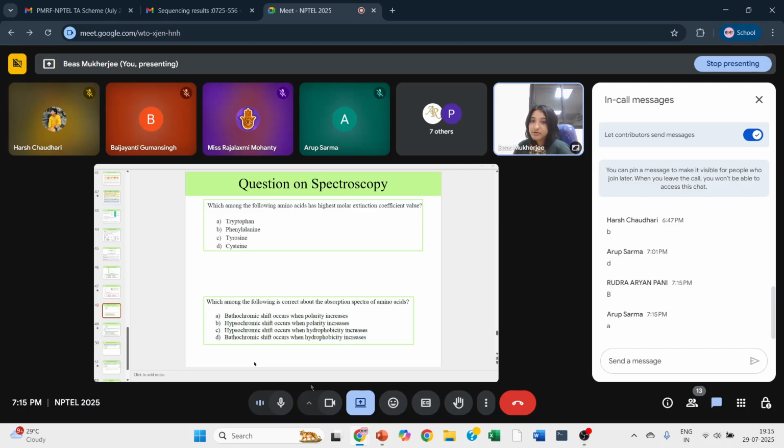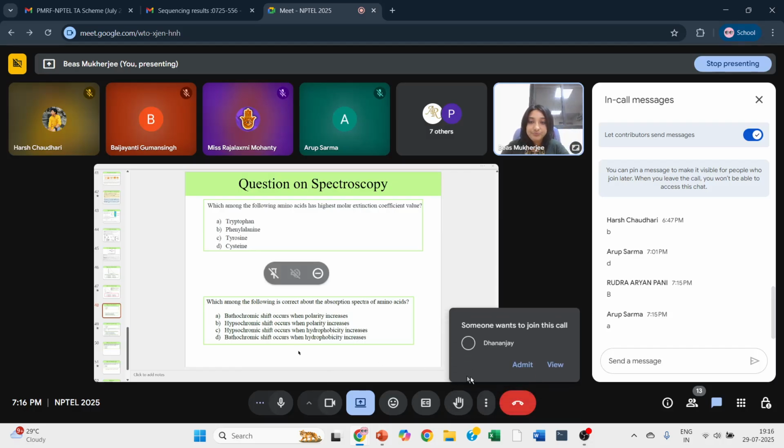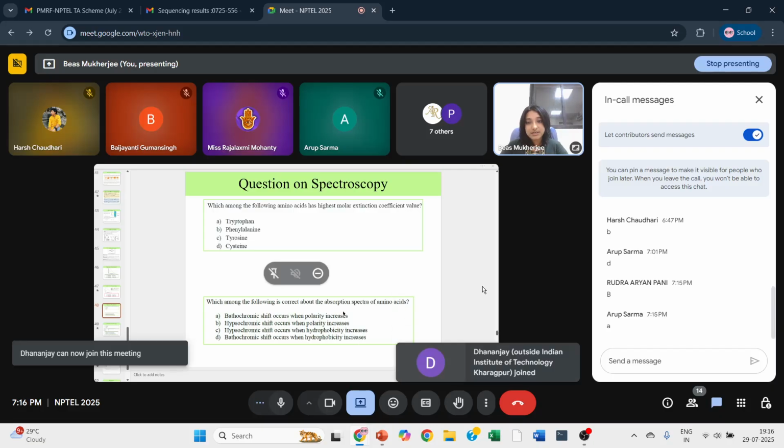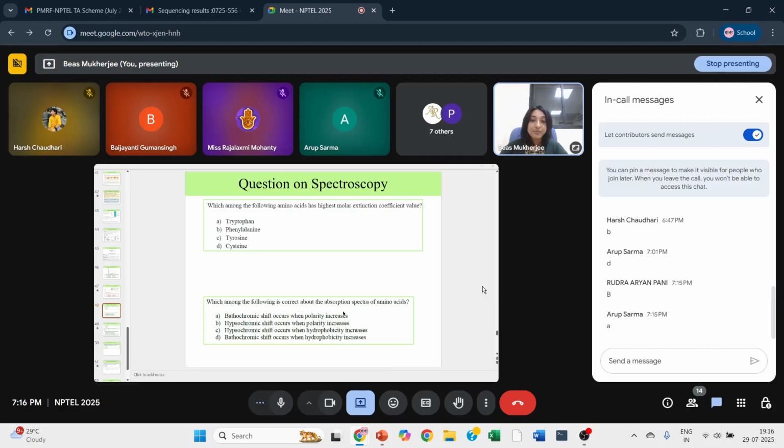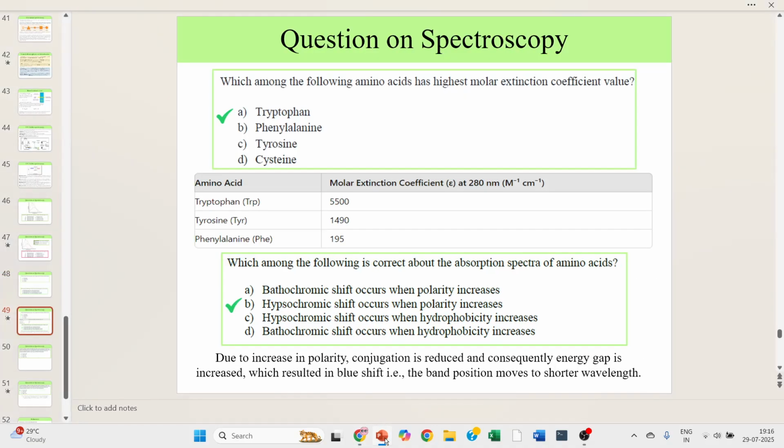A, correct, very good. So which among the following is correct about the absorption spectra for amino acids? Now this you have to remember. Okay, what happens because of what? So that is something that you have to remember. It will be confusing, but once you start solving the questions, it will become relatively manageable. Let's look at the answer.